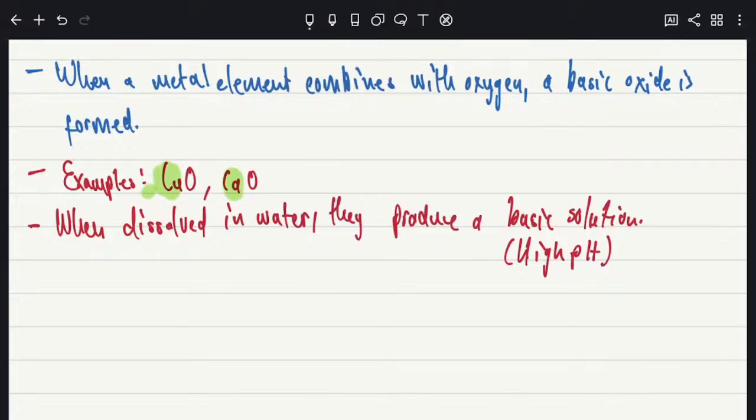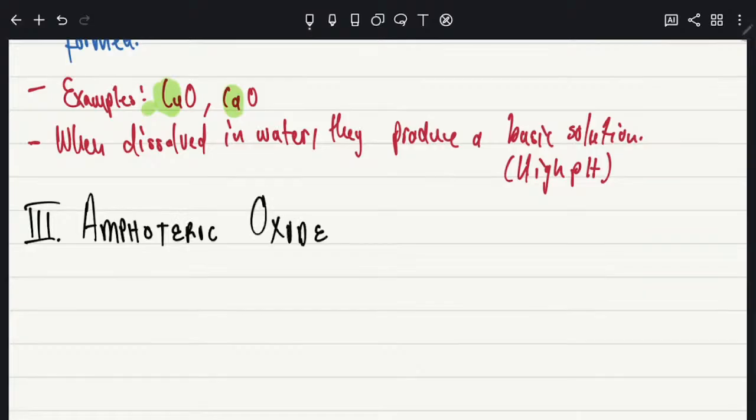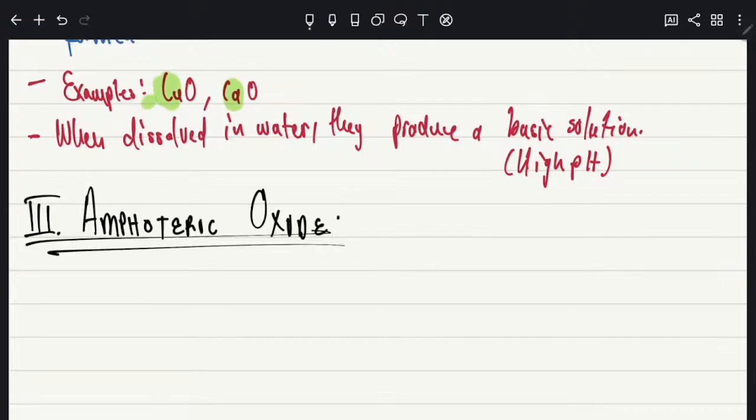What about now the last type, which is the third and final? Amphoteric oxide. Let's go, guys. We actually have a type of oxide also called a neutral one, and I'll give you the neutral oxides, but we start with amphoteric oxides.